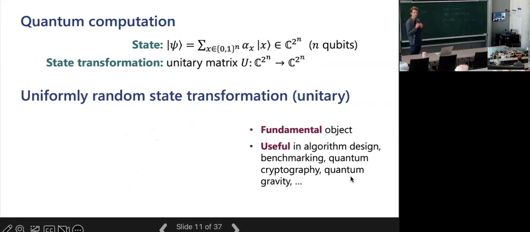In quantum crypto, we can use them as quantum ciphers, essentially. In quantum gravity, they're used to model what's going on inside of a black hole, and so on. So they're actually worth studying. That's my main point.